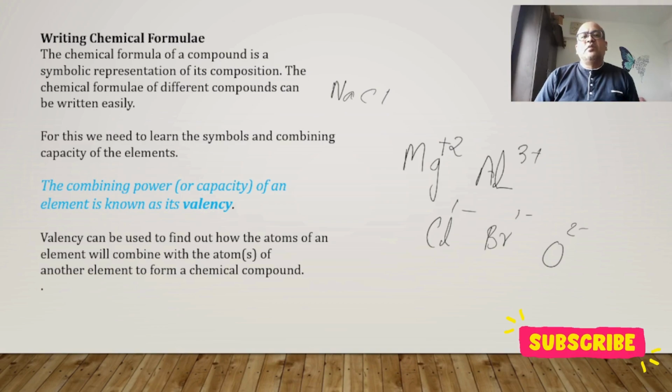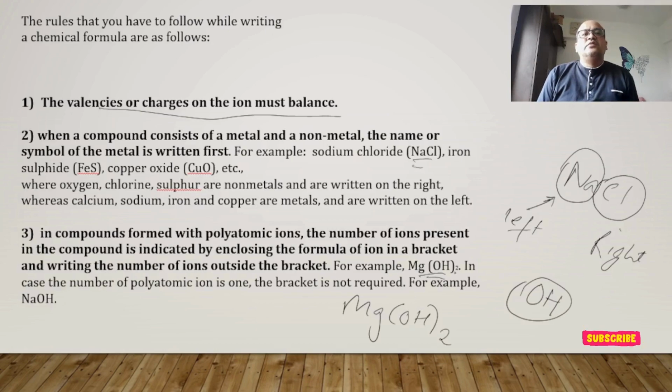Why is valency important? Because valency is used to find out how the atoms of an element will combine with the atoms of another element to form a chemical. Now, the rules that you have to follow while writing a chemical formula. The first rule says that the valencies or charges on the ions must be balanced.